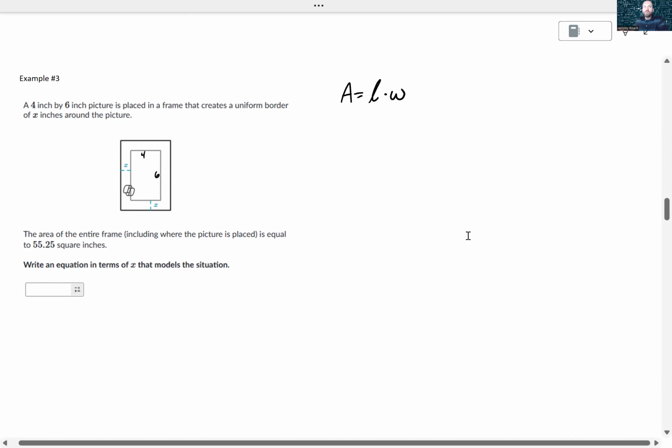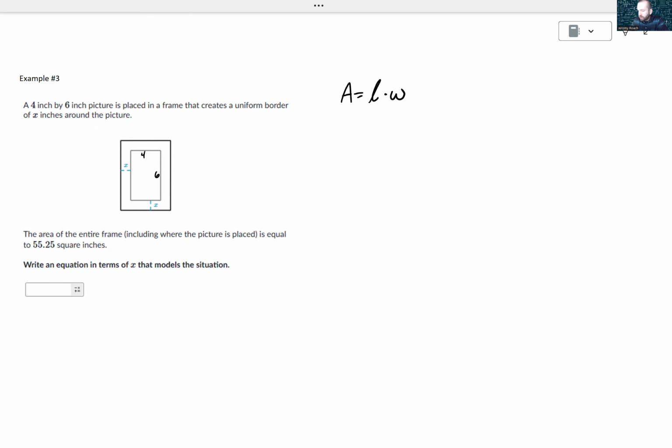Okay, so we know that the area is 55.25, and that equals the length times the width. Let me write it from corner to corner instead. From here to here is the length. From here to here is 6. If we add this part, that's 6 plus x, and then if we add this other part, this is also x. So the length is 6 plus 2x.